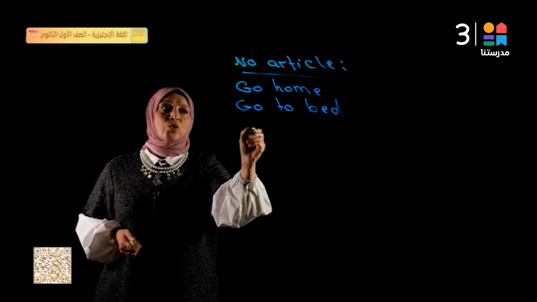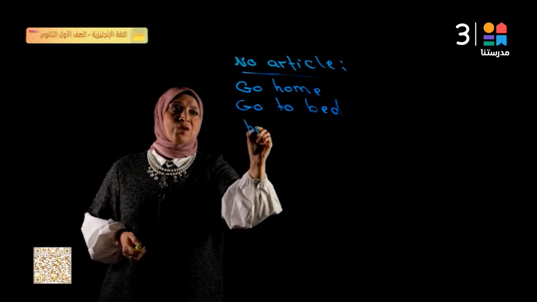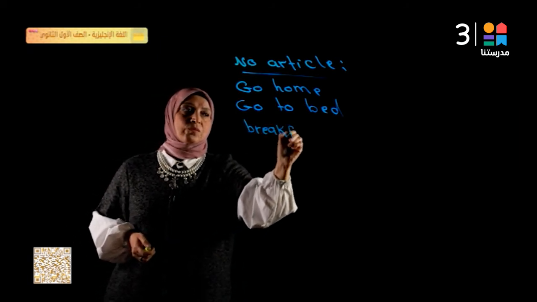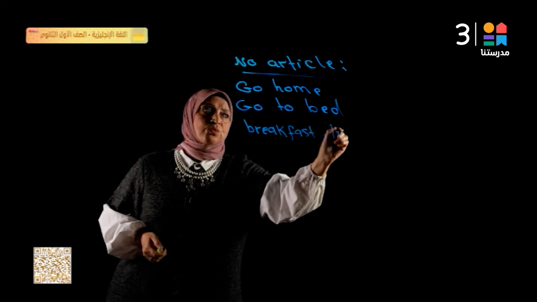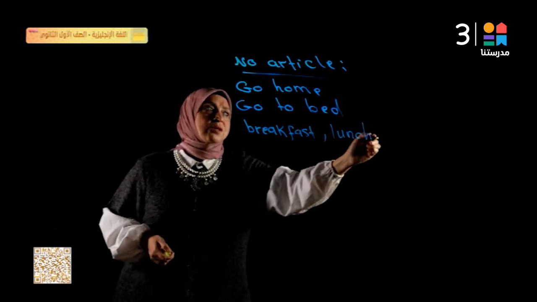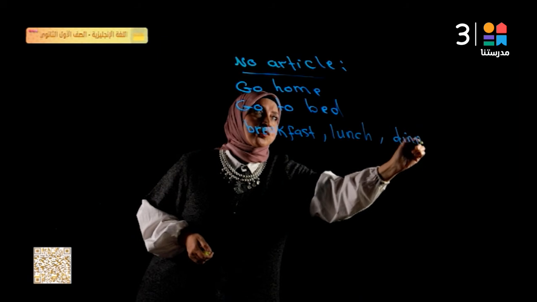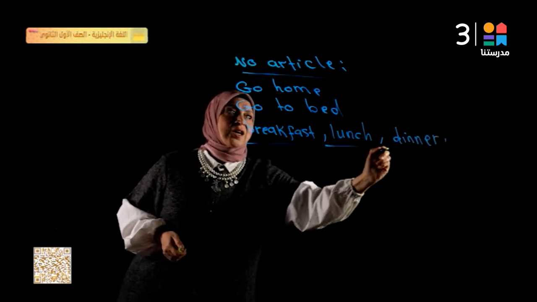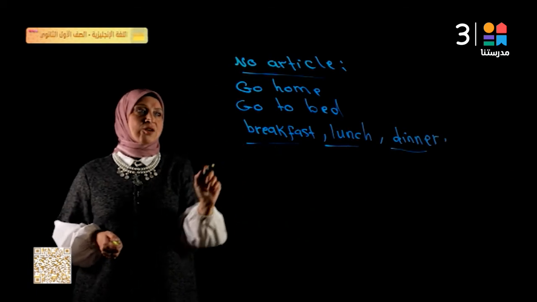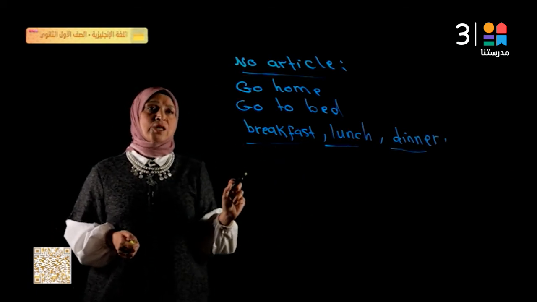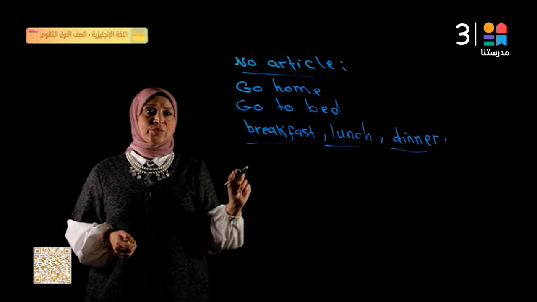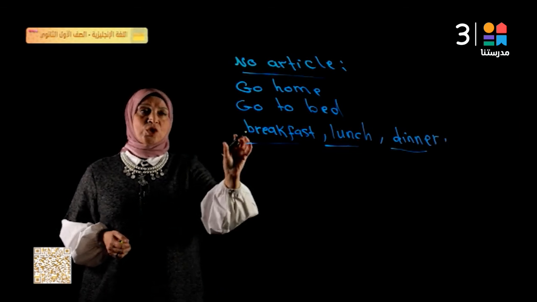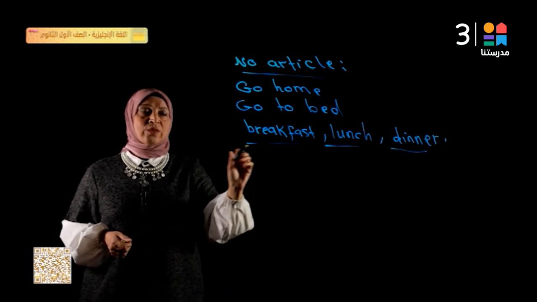Again, when we talk about meals, when we talk about breakfast, lunch, dinner, we don't use any articles. So I say, I take my breakfast at 10 o'clock. I take my lunch at 3 o'clock. I take my dinner. So here we don't use a, an, or the.